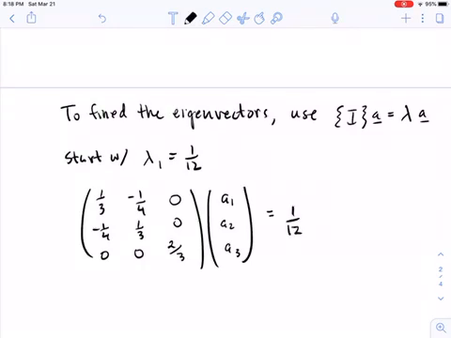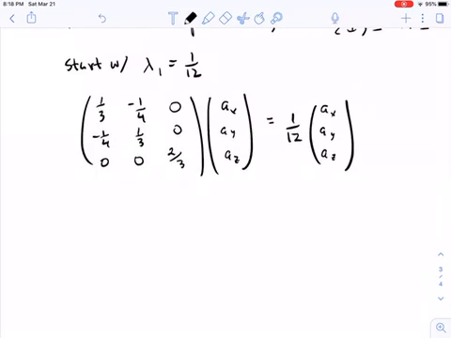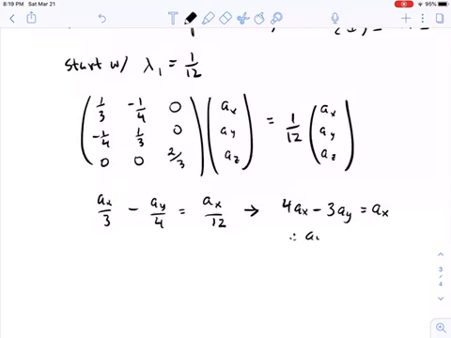So we want that to be equal to 1/12 of A1, A2. I'm going to change this to an AX, AY, AZ, because we're going to use 1, 2, and 3 for the principal axes, so I don't want to be confusing about that. Okay, and so then we just do the matrix multiplication. We should get three equations. The first one is AX over 3 minus AY over 4 is equal to AX over 12. And so if we multiply by 12, we'd get 4AX minus 3AY is equal to AX, or we'd get 3AX is equal to 3AY, or AY is equal to AX.